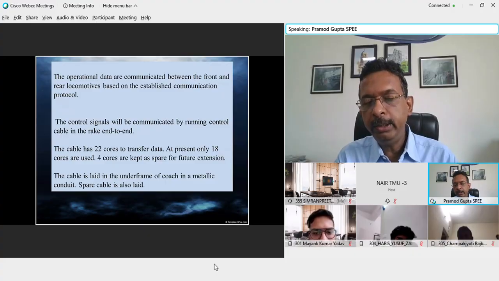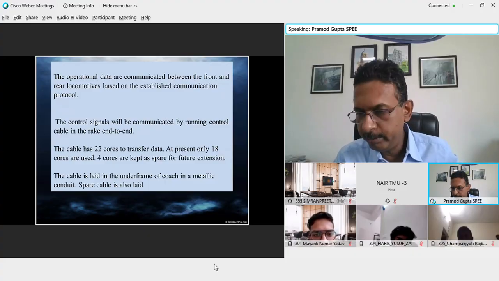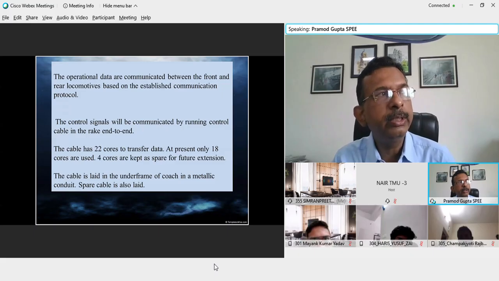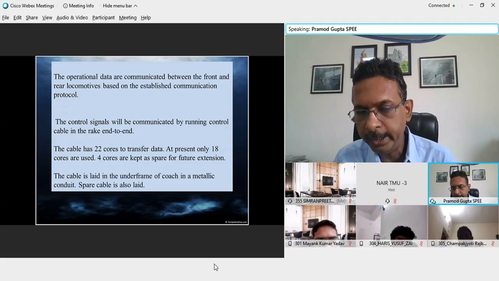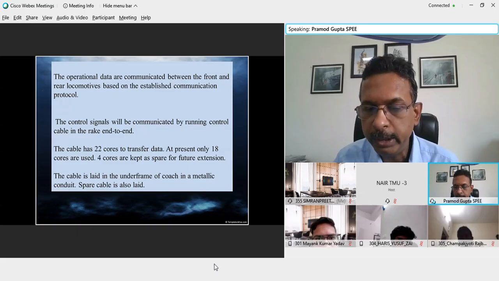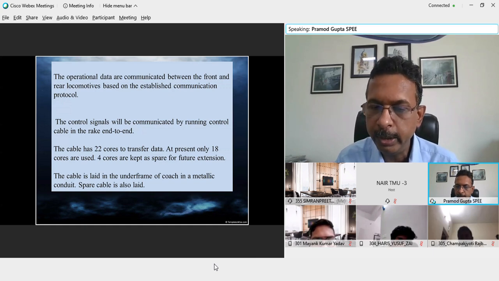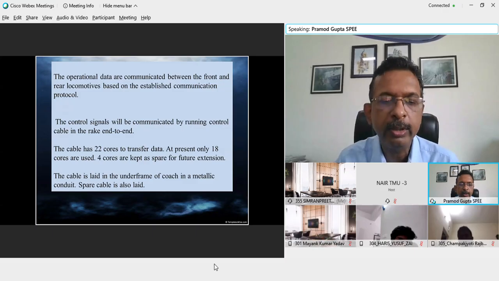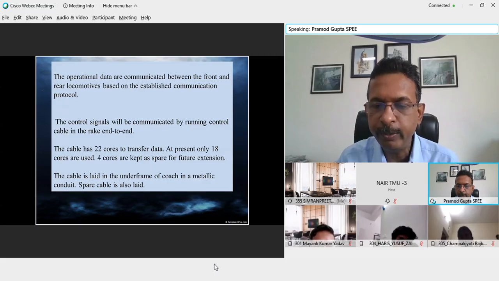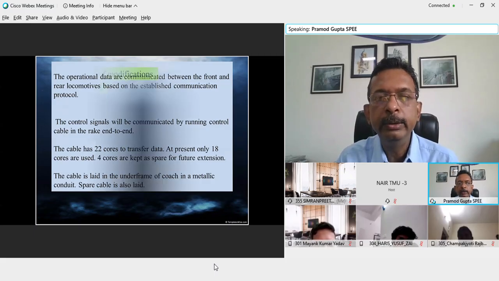Cables are laid in a metallic conduit so as to avoid any damage to the cables during the run. The underslung mounted cables or the conduit may get hit by some foreign material during the journey. So in order to protect them, we use metallic conduit.